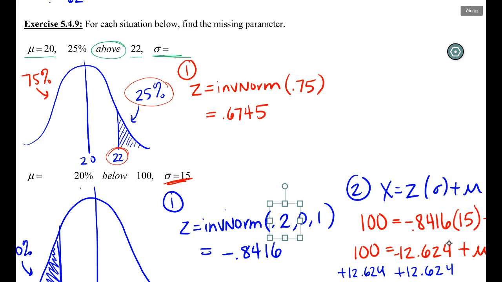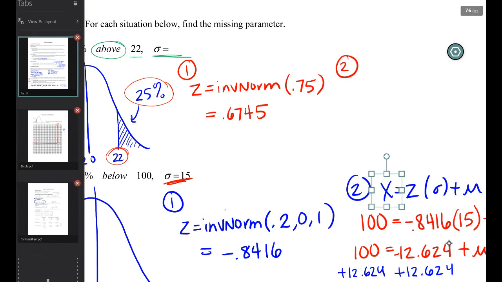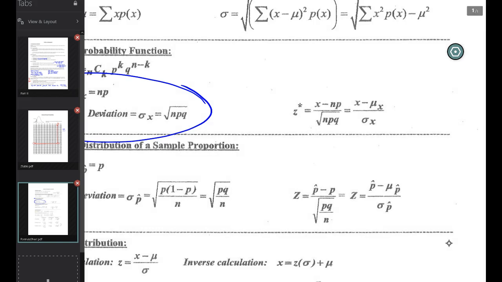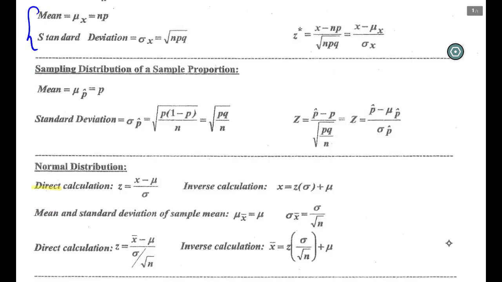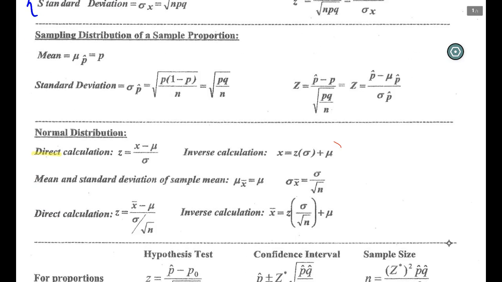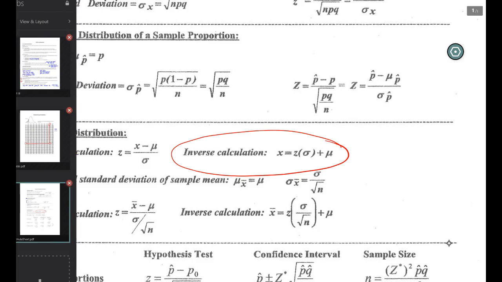So our 22 is not very far above the mean, which makes sense with the fact that we have such a large percentage to the right of it. Step 2, we can use whichever formula we want. As I said, I like to use, in the normal section, the inverse formula. I just feel like it has less chance for error. So I'm going to use that formula.